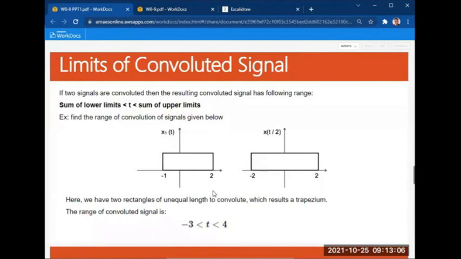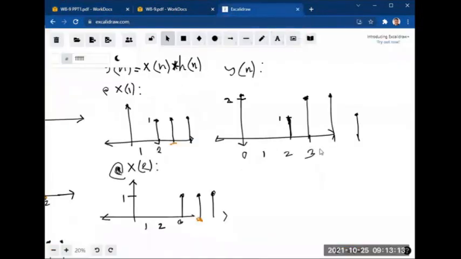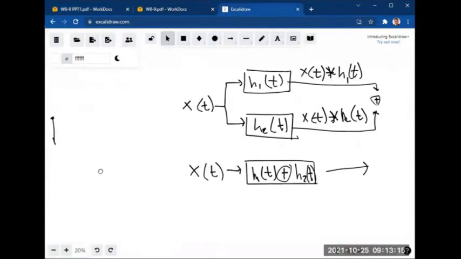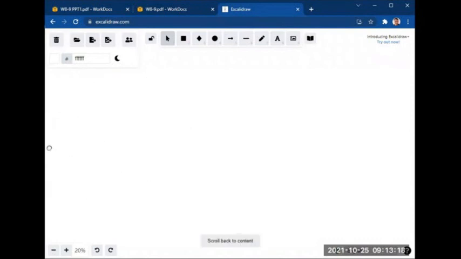Oh, we can try to solve this one. So we have two rectangles.